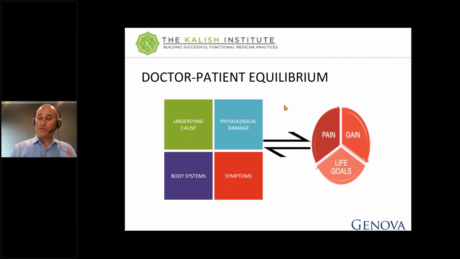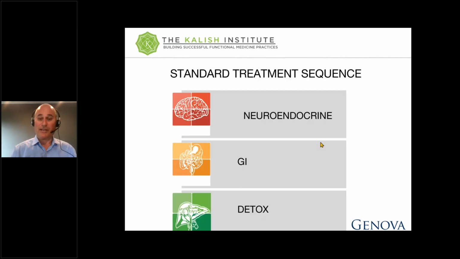And I'm sure each of you have different models that you use, but you want to write them down and show them to patients. And also this doctor-patient equilibrium, where I have my agenda, they have their agenda, and making sure that we're working in concert together, so you don't end up solving the wrong problem and then the patient's not really happy.